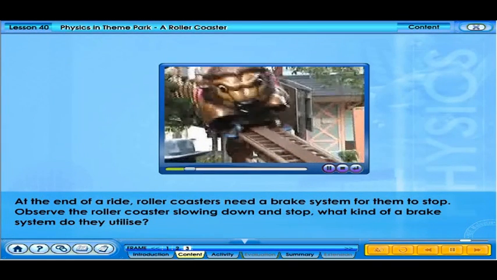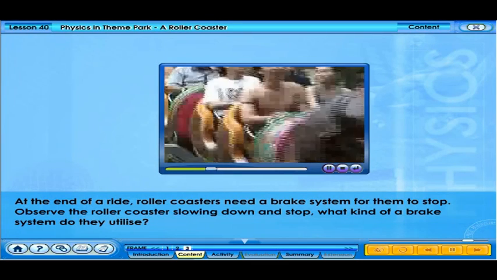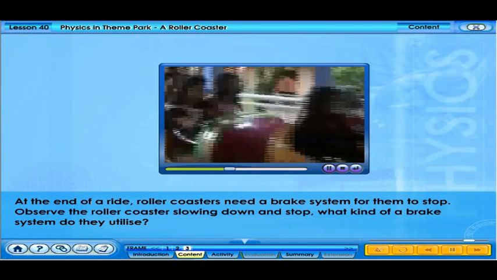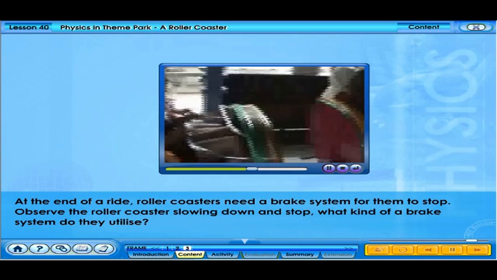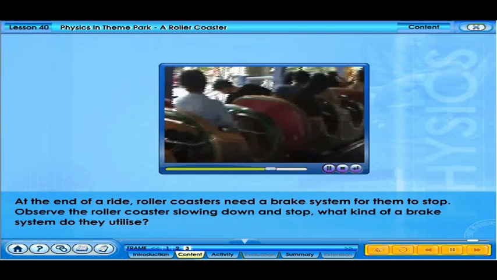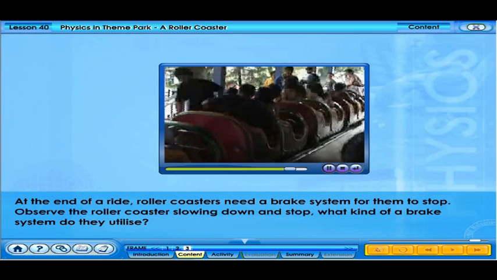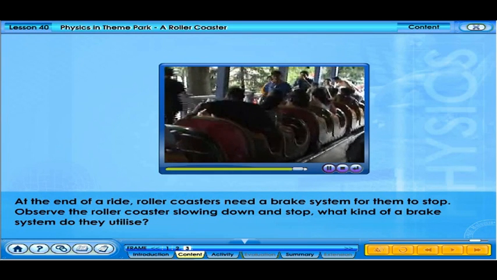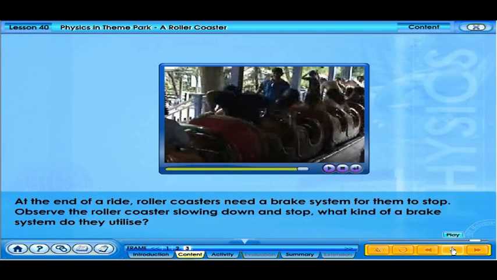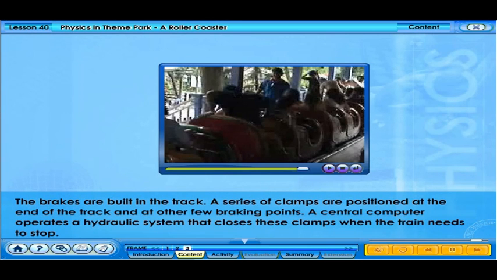At the end of a ride, roller coasters need a brake system for them to stop. Observe the roller coaster slowing down and stop. What kind of a brake system do they utilize? The brakes are built in the track. A series of clamps are positioned at the end of the track and at other few braking points. A central computer operates a hydraulic system that closes these clamps when the train needs to stop.